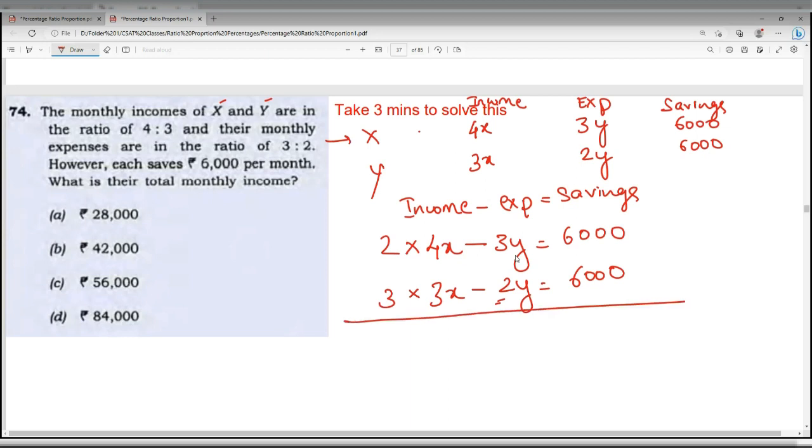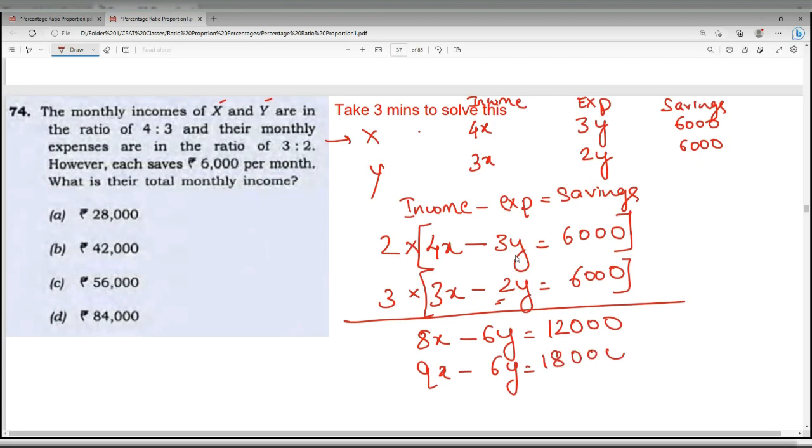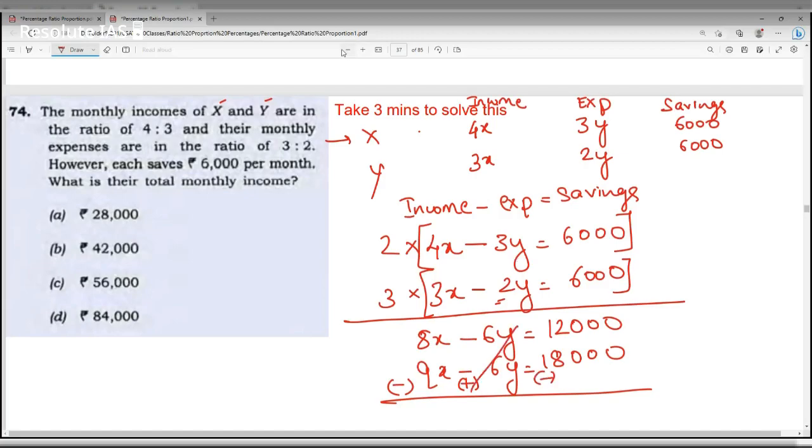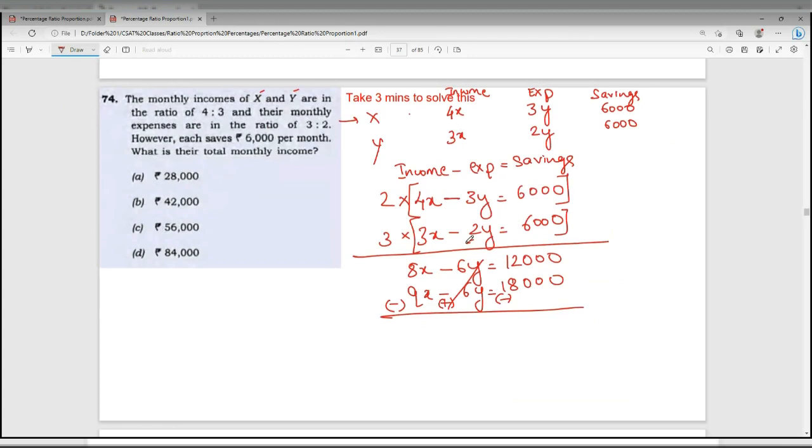So this would become 8x. I will multiply this whole equation by 2, and this whole equation by 3. This is 8x minus 6y is equal to 12,000. And then 9x minus 6y is equal to 18,000. And I'll subtract this. So this would become minus x is equal to minus 6,000. This implies x is equal to 6,000.